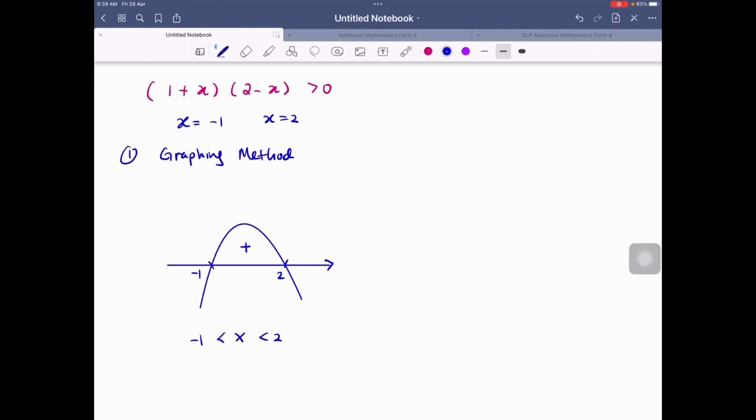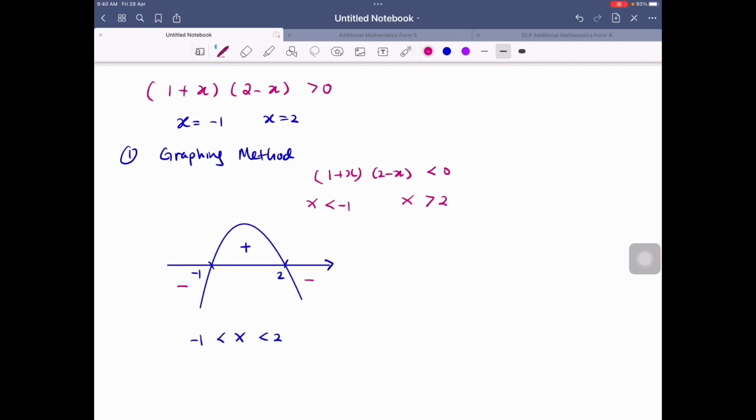If I change the equation to 1 plus x, 2 minus x less than 0, what happens? Less than 0 means that I want to get the negative area. Where is the negative area? It's below the x-axis and between the curve. This is the negative area. And the final answer will become x is greater than 2 or x is less than negative 1. So there is a little bit of difference between the maximum and the minimum quadratic inequalities.